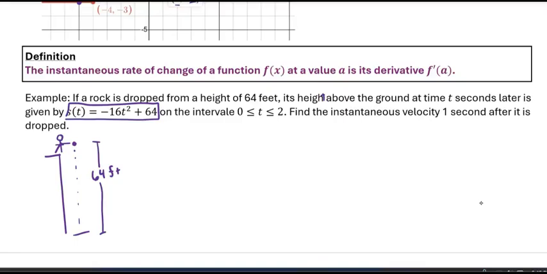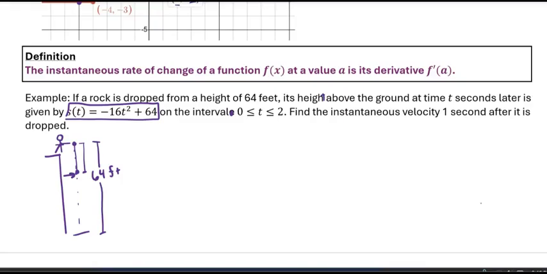So on the interval from 0 to 2, find the instantaneous velocity 1 second after it's dropped. So 1 second, maybe if it takes 2 seconds to hit the ground, after 1 second, maybe it's dropped from here to like right here, right? So it's the first 1 second of flight. It's right here at this one point in time. How exactly fast is this going?